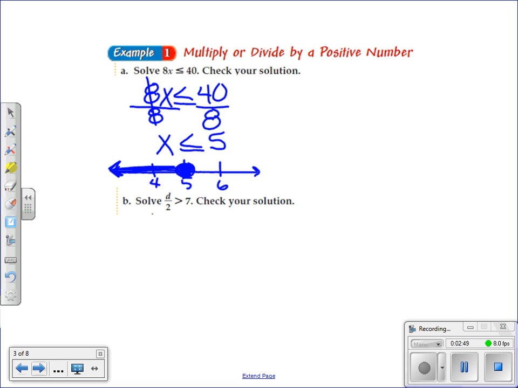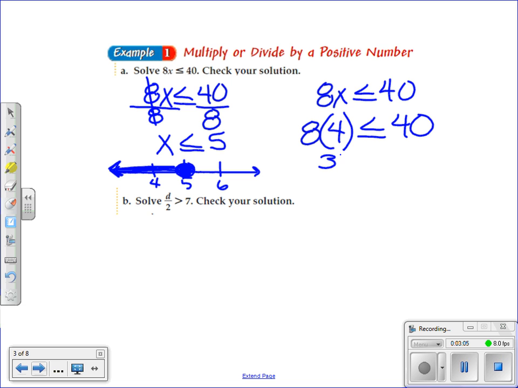Now let's check our answer. 8x is less than or equal to 40. Well, let's pick a number that's 5 or less. All right, let's pick 4. 8 times 4, is that less than or equal to 40? 8 times 4 is 32. That is, in fact, less than or equal to 40. So check. That one works.